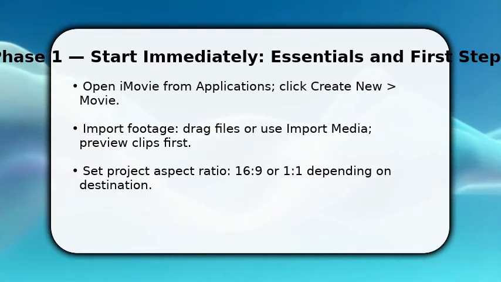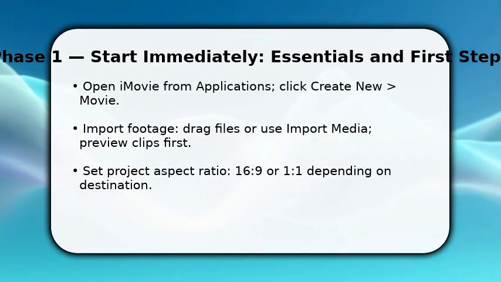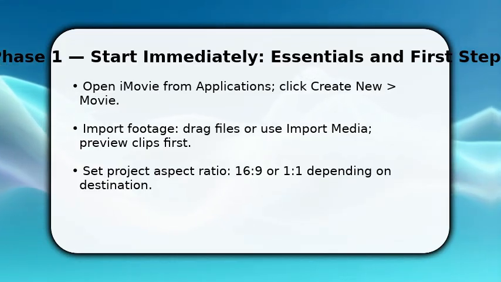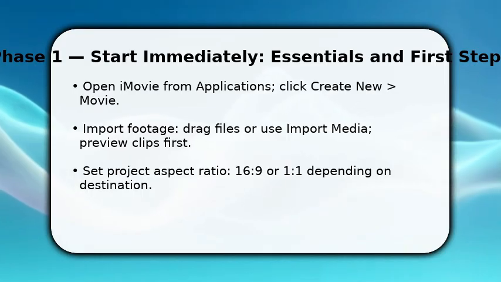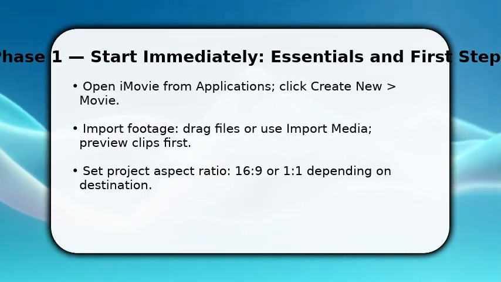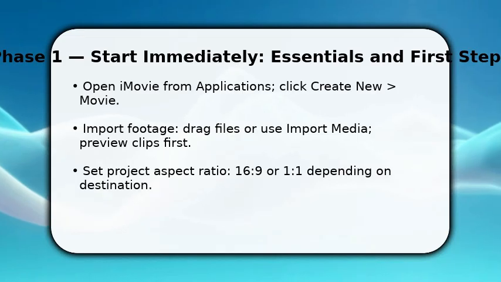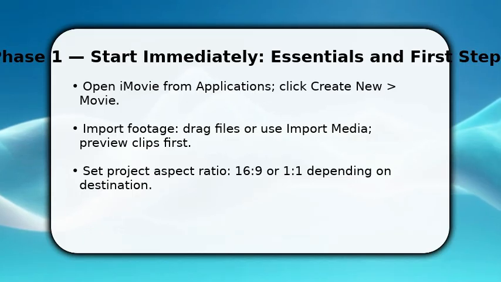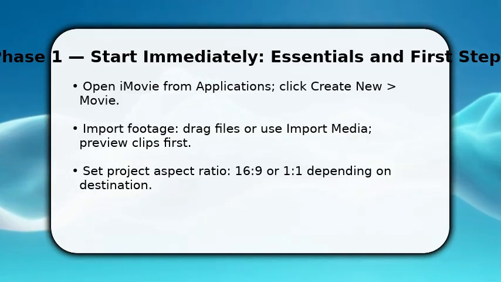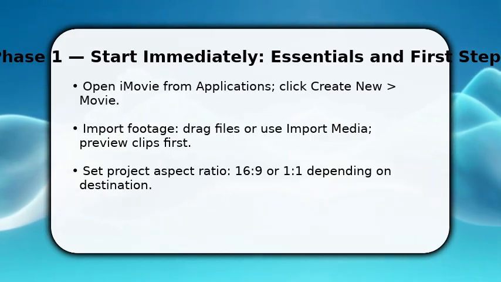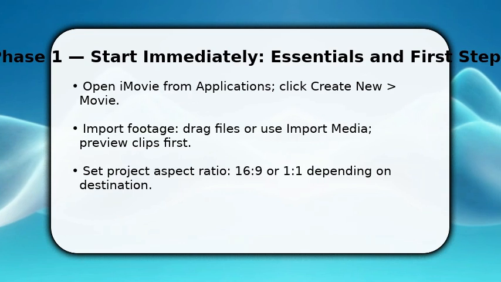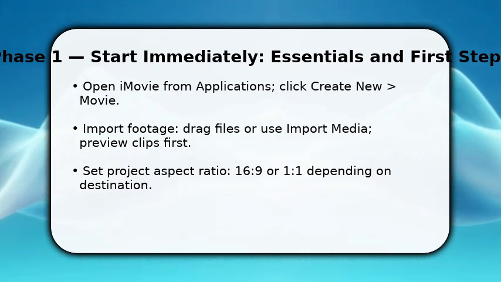You begin in iMovie by creating a movie project, so open iMovie and click Create New Movie. Import your footage now, drag files into the library or use Import Media, preview clips and mark favorites to save time. Once done, set the project aspect ratio and frame rate to match delivery, because matching prevents quality loss and timing issues. Make sure to name the project for easy recovery and save frequently. iMovie autosaves, but manual organization speeds later edits.